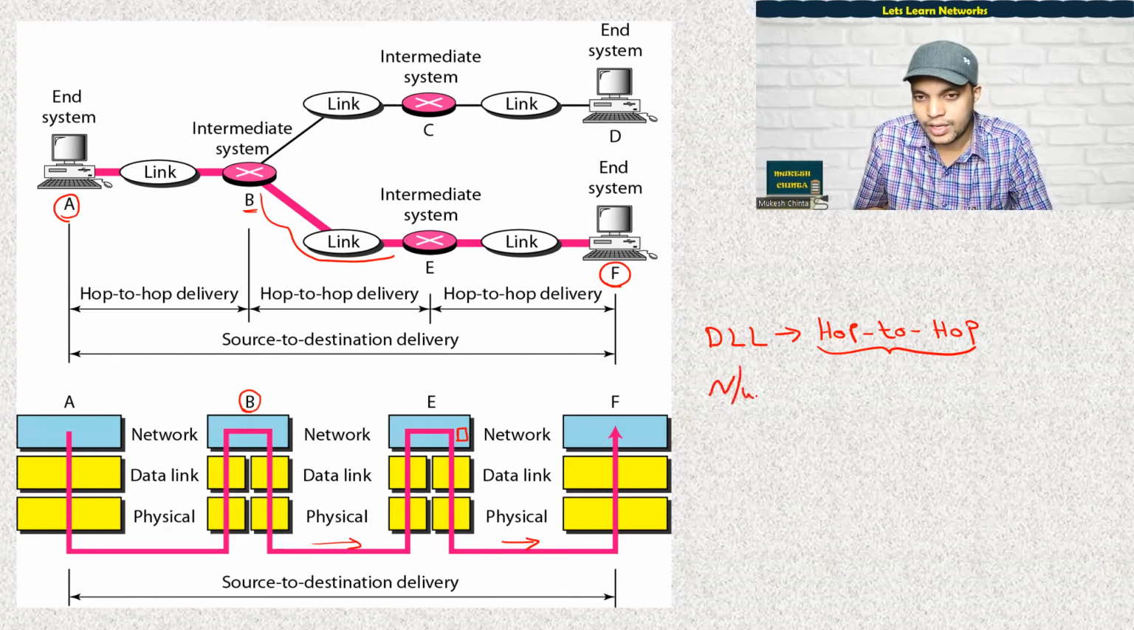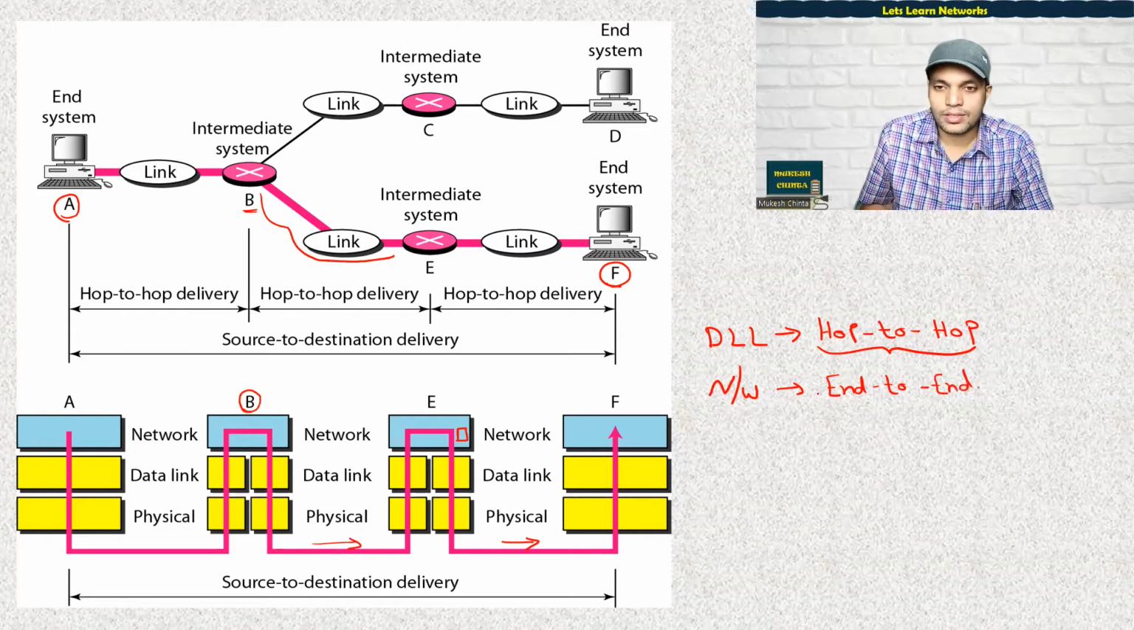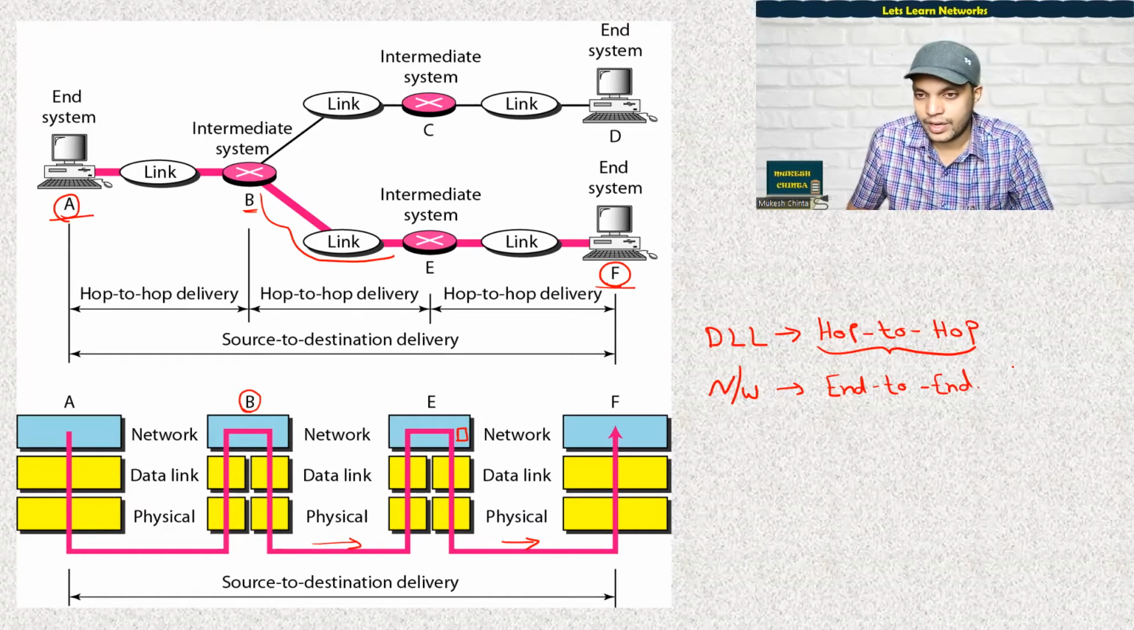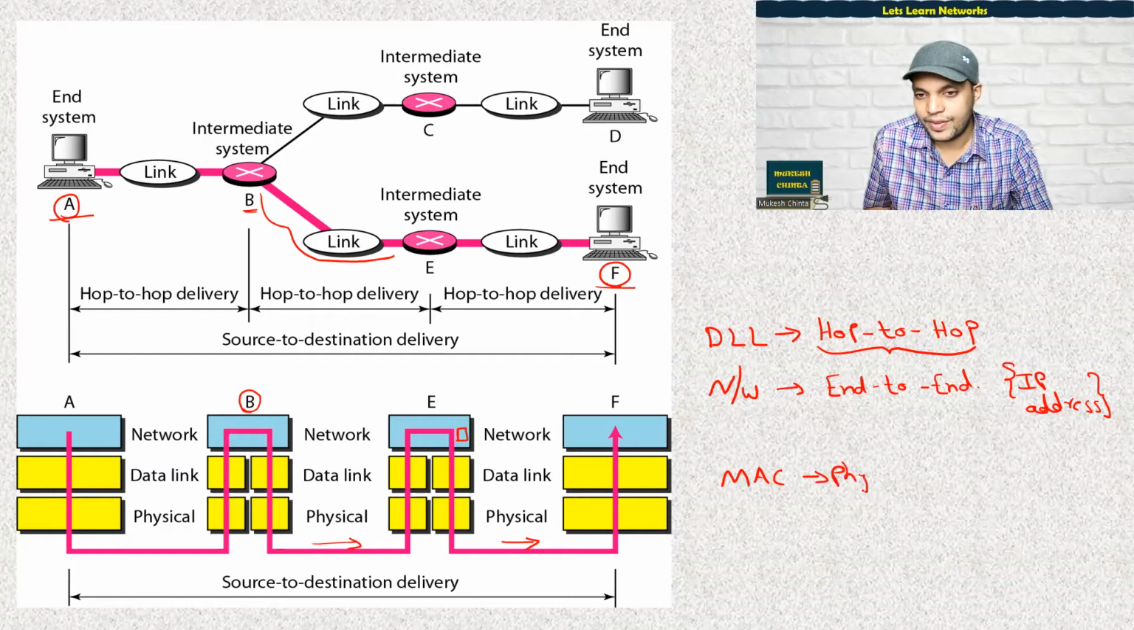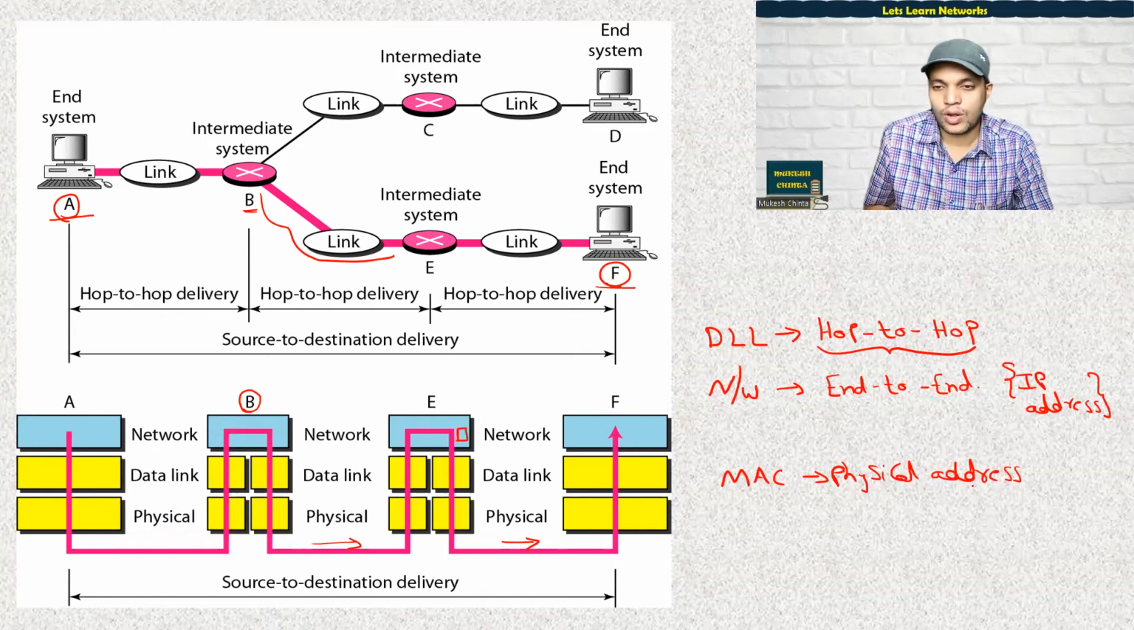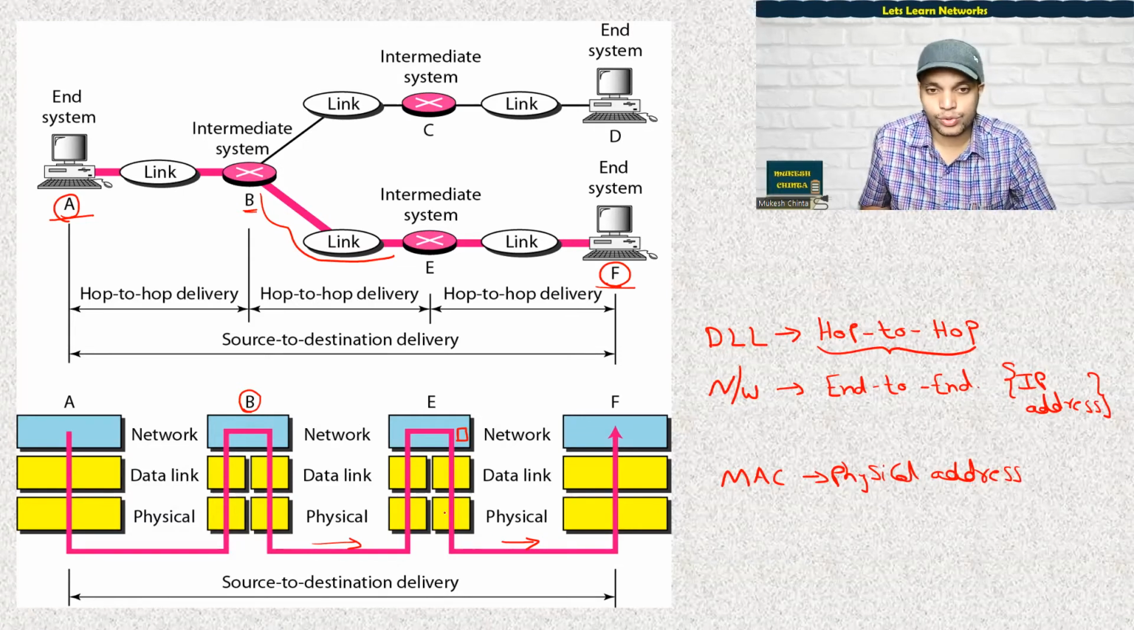The network layer is called an end-to-end layer, or sometimes a source to destination layer, because the network layer's duty is to identify the endpoints A and F. For this purpose, it uses the IP addresses. IP addresses are called logical addresses, whereas MAC addresses defined at the data link layer are called physical addresses. MAC addresses are called physical addresses. Okay, so this is how it is usually done.